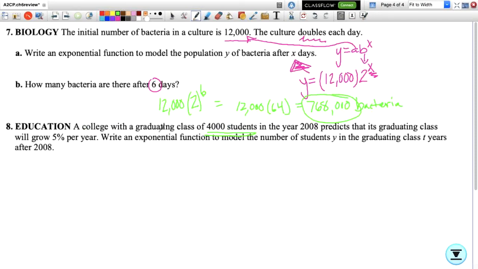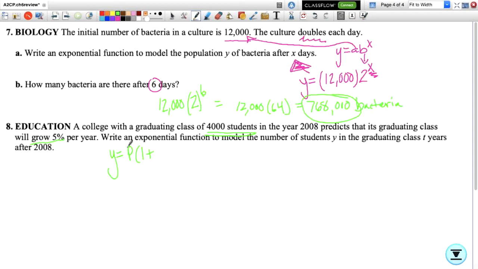A college with a graduating class of 4,000 students in the year 2008 predicts that its graduating class will grow 5% each year. Okay, so they're giving us a rate of growth. Write an exponential function to model the number of students y in the graduating class 2 years after 2008. So it's going to be in the form y equals, they're giving you an initial amount, but then here, because it's growing by 5%, we're actually going to use the P times 1 plus, instead of r over n, it's only growing this much each year. It's only being compounded once a year.